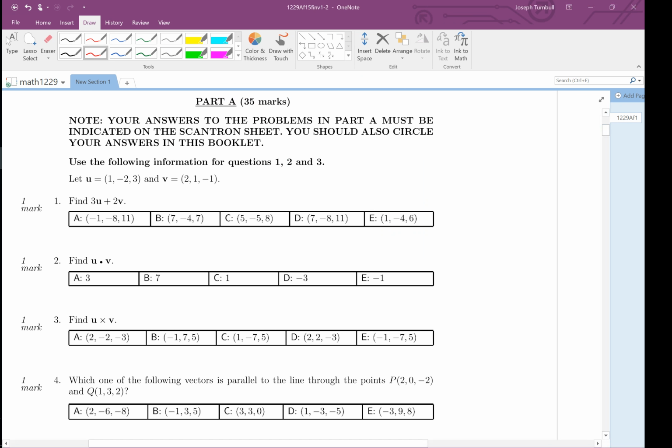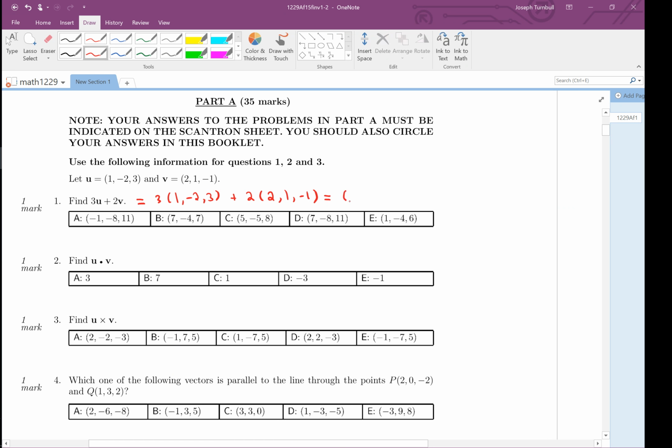Hello, we're going to go through the 2015 practice exam for Math 1229. First question, it gives us two vectors, u and v, and it asks for 3 times u plus 2 times v. So we'll compute that. We'll have 3 times 1, negative 2, 3, plus 2 times 2, 1, minus 1. We can multiply through.